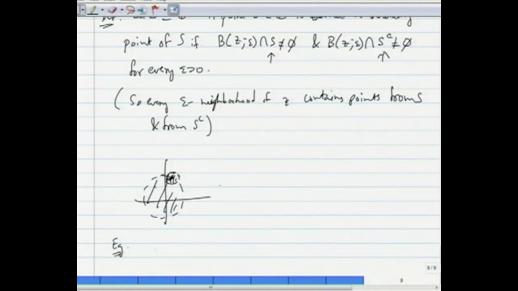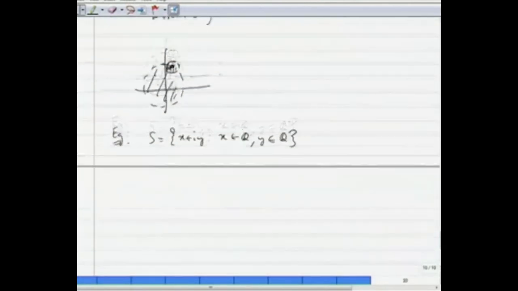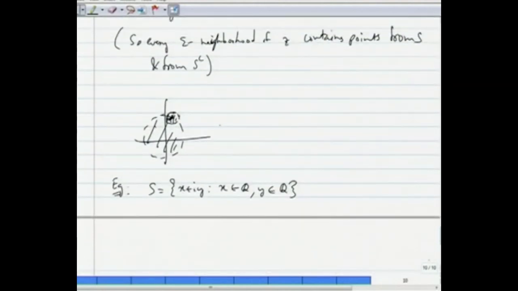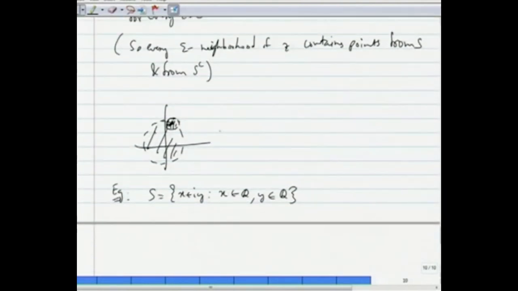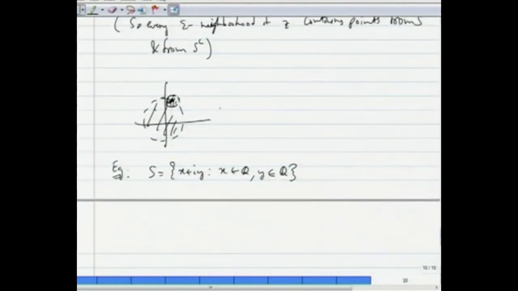Another example is, let us revisit our set S equals the set of all x plus i y such that x belongs to Q and y belongs to Q. What are the boundary points? We saw that no point of this set is an interior point. And every point of the complex plane is actually a limit point of this set. So, it is a strange set, and what is also true is every point of the complex plane is actually a boundary point. So, every point of the complex plane, of C, is a boundary point of S.